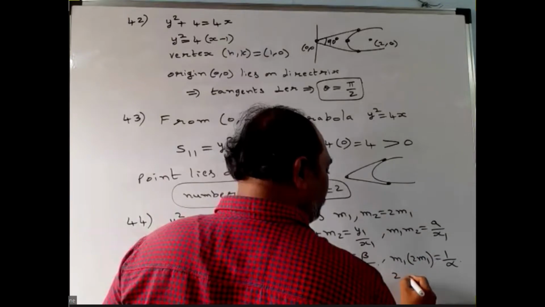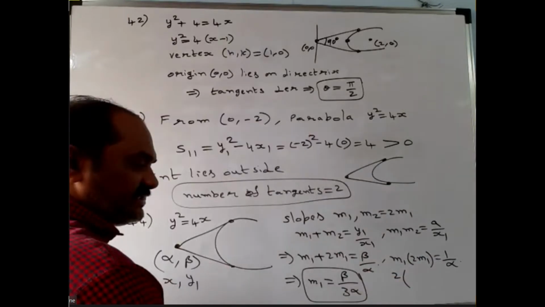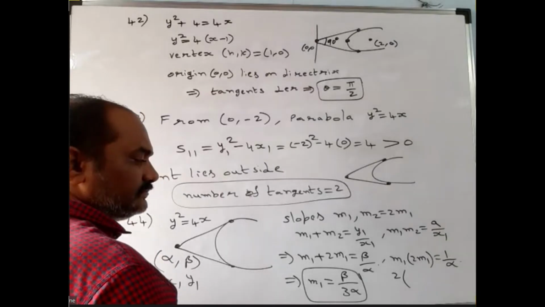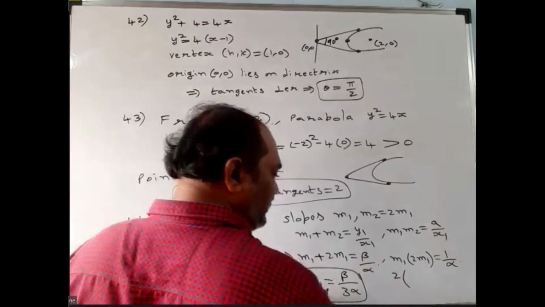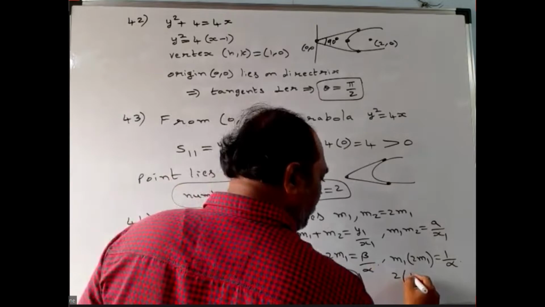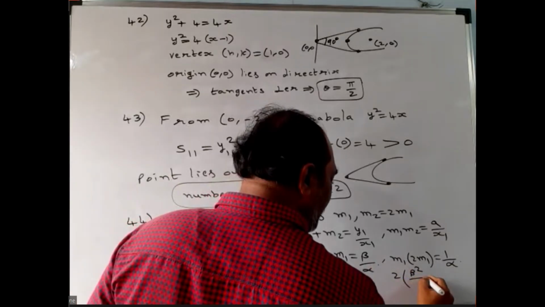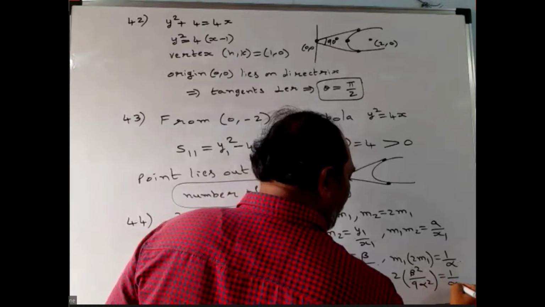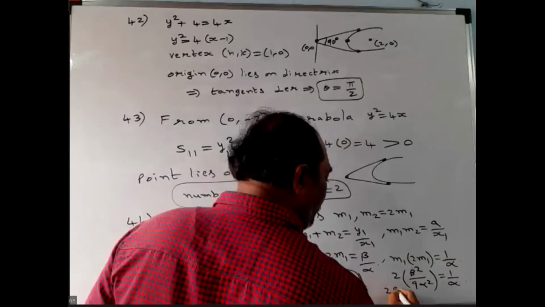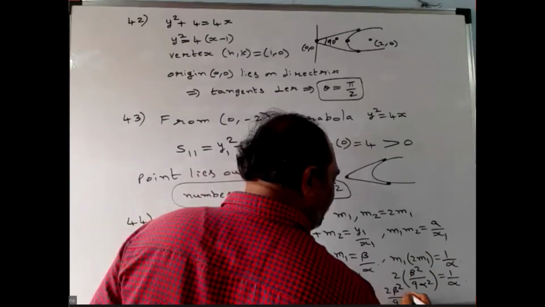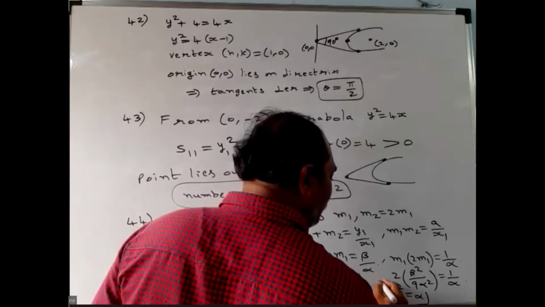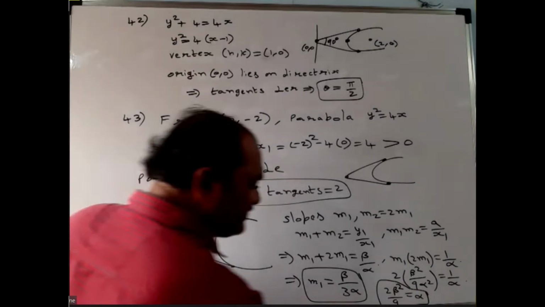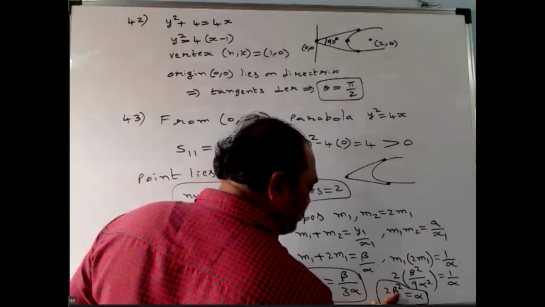2 into m1 squared. Students, what about m1 squared? m1 squared is beta squared by 9 alpha squared, equal to 1 by alpha. So 2 beta squared by 9 is equal to alpha. Completed question. Write down. This is the solution.